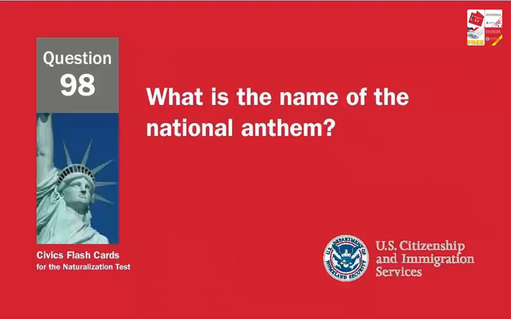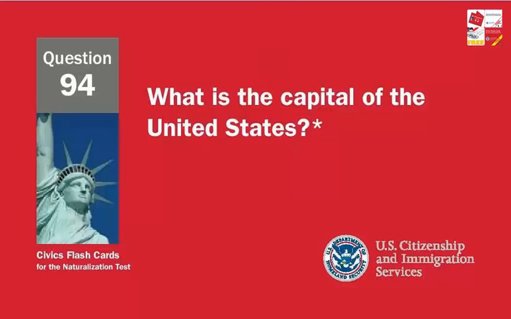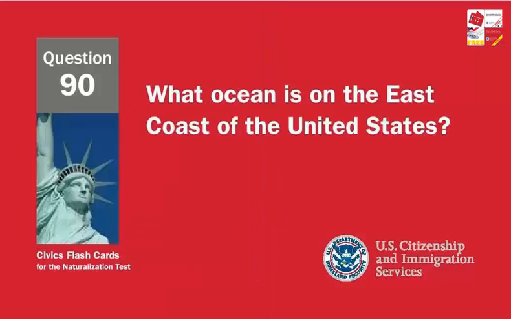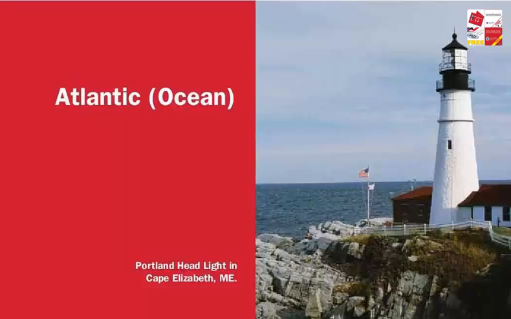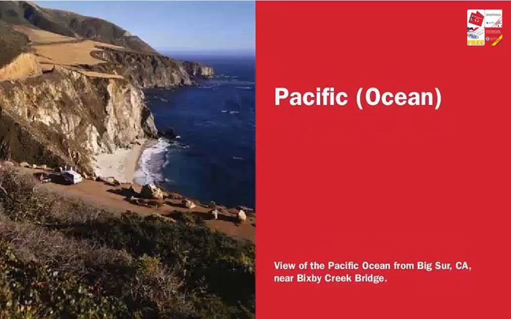What is the name of the national anthem? The Star-Spangled Banner. What is the capital of the United States? Washington, D.C. What ocean is on the east coast of the United States? Atlantic Ocean. What ocean is on the west coast of the United States? Pacific Ocean.